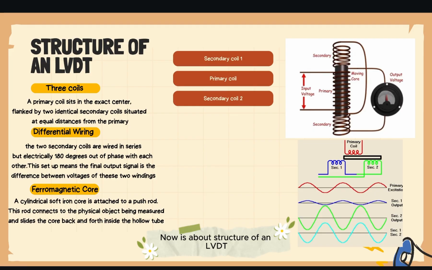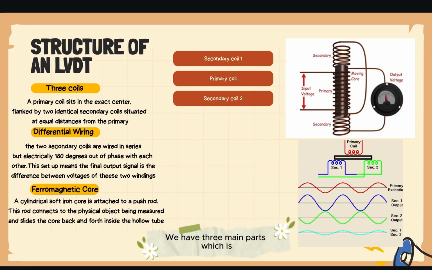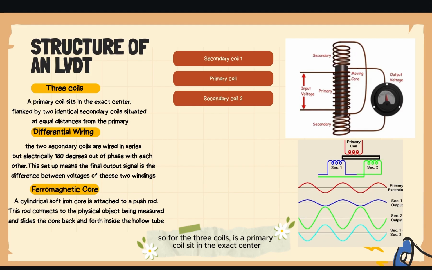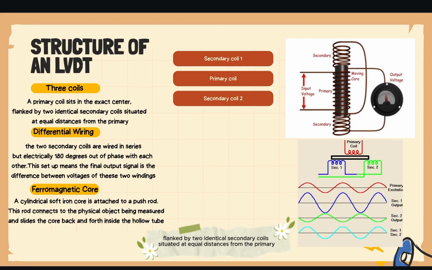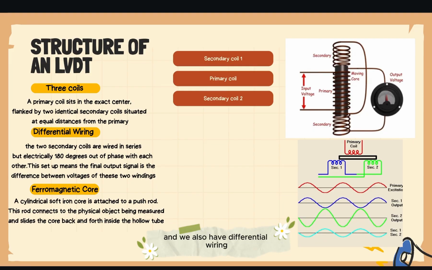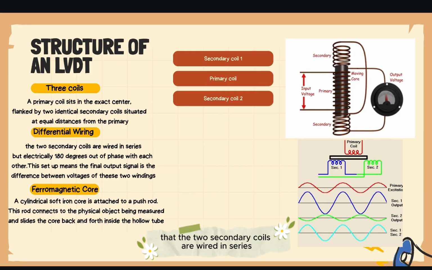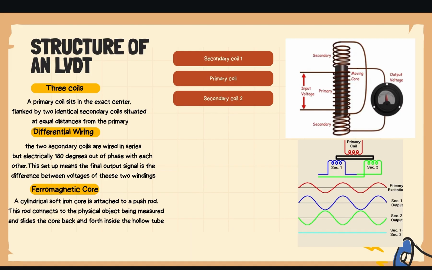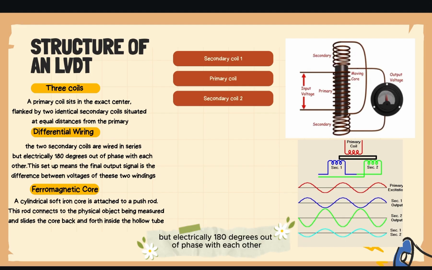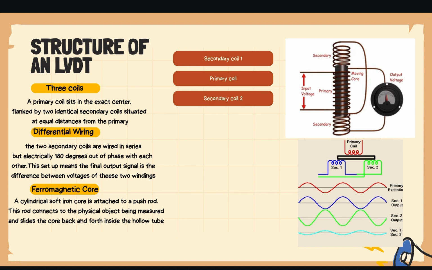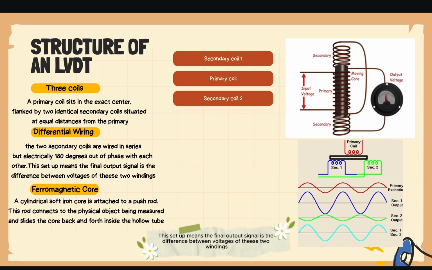Okay, now is about the structure of an LVDT. We have three main parts, which are secondary coil 1, primary coil, and secondary coil 2. For the three coils, the primary coil sits in the exact center, flanked by two identical secondary coils situated at equal distances from the primary. And we also have differential wiring, where the two secondary coils are wired in series, but electrically 180 degrees out of phase with each other. This setup means the final output signal is the difference between the voltages of these two windings.